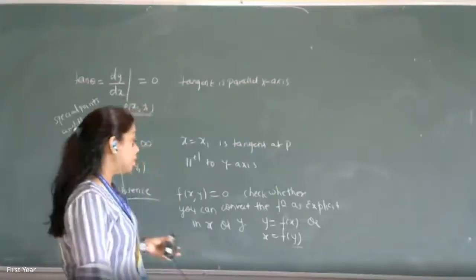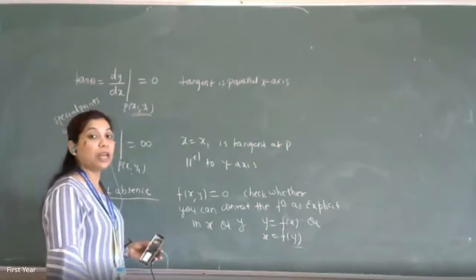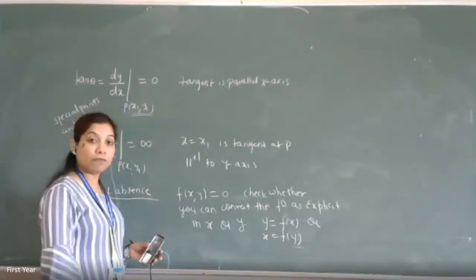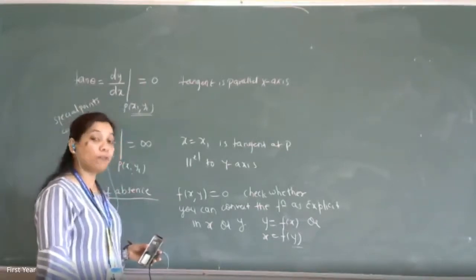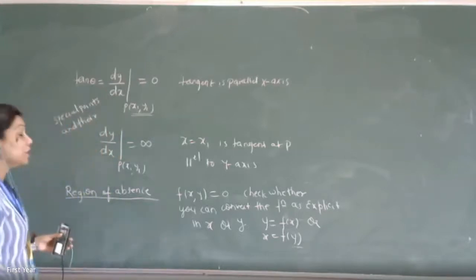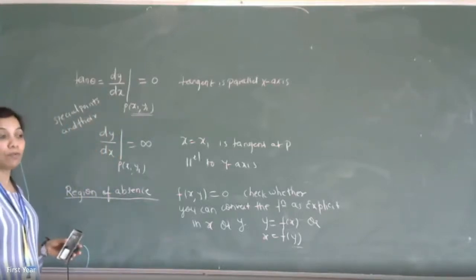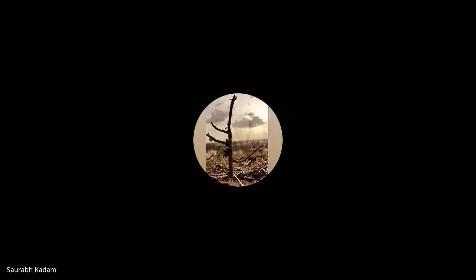Okay. So try to convert first the given equation in explicit form, y is equal to f of x or x is equal to f of y. Now tell me, what do you think region of absence will be? What is the literal meaning of region of absence? And would the curve contain the origin or not?